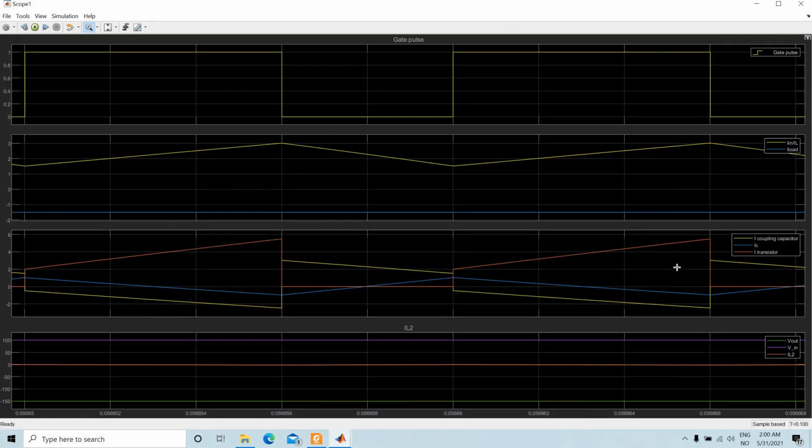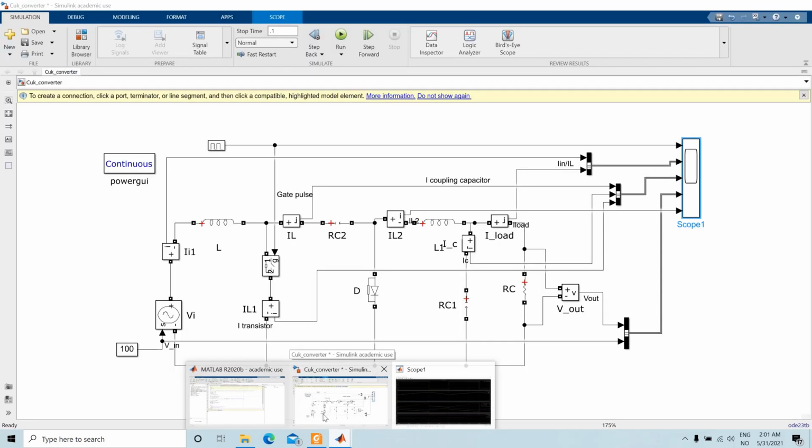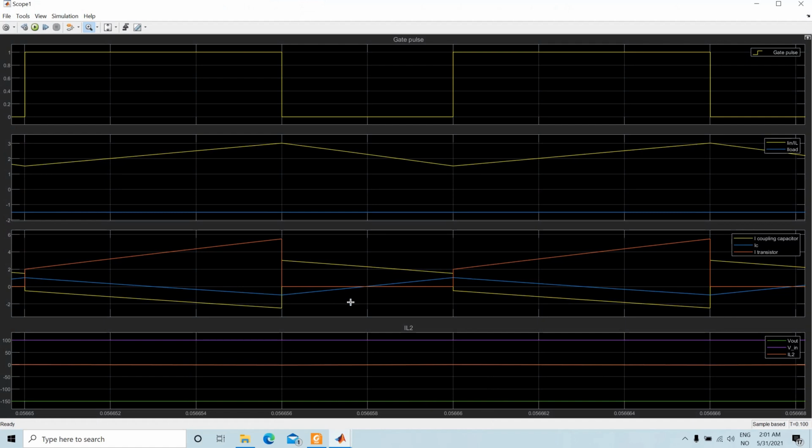Okay, so if you look at the transistor current, for the time when the switch is on, during that time you are having a transistor current, and when this gate pulse is off, at that time the transistor current is basically 0. And the other one is the IC, so this part is the IC part, or the filter capacitor current that is flowing here.